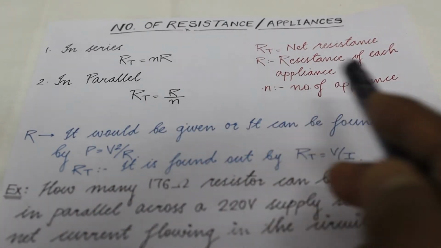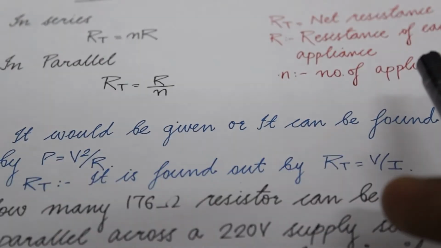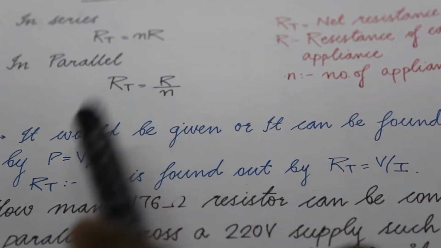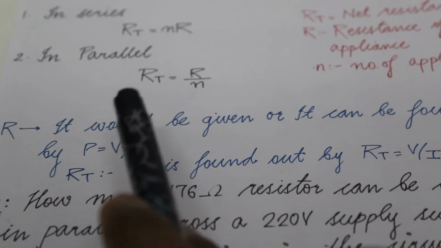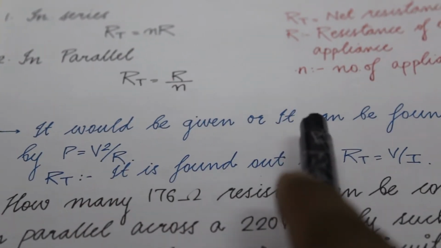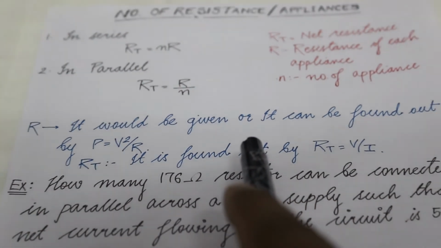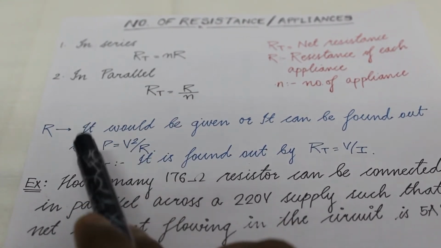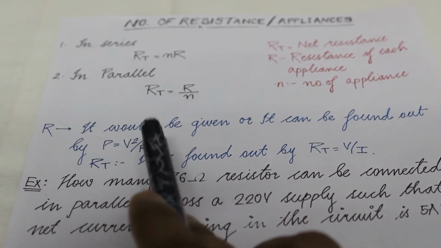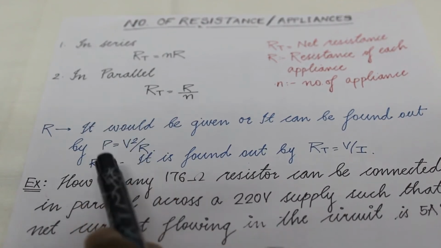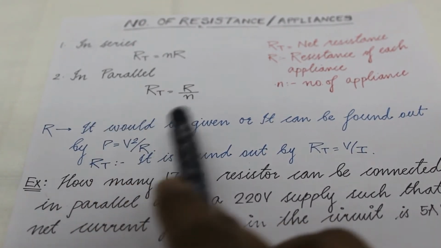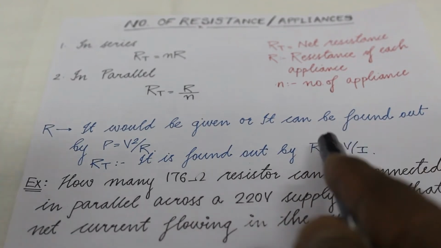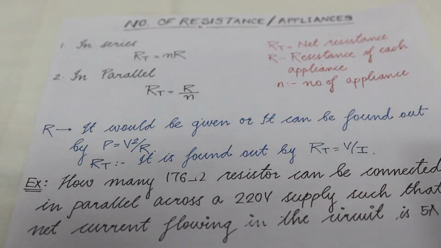This formula P is equal to V square upon R we are going to study further after this. So R would either be given directly or it can be found out by P is equal to V square by R. P is power, V is potential difference, and R is resistance. Now talking about RT, it is mostly found out by Ohm's law. RT will be equal to V upon I, where RT is the net resistance of the circuit.